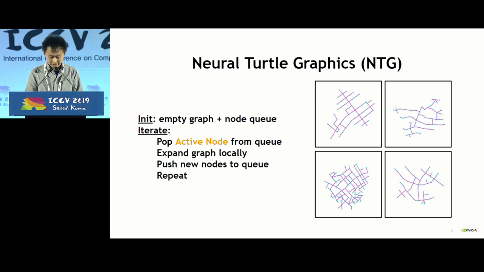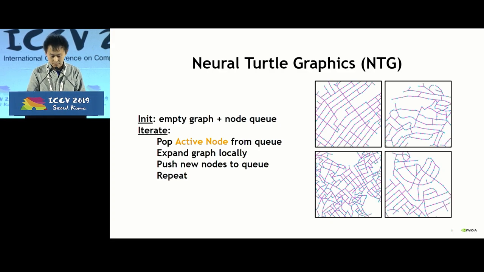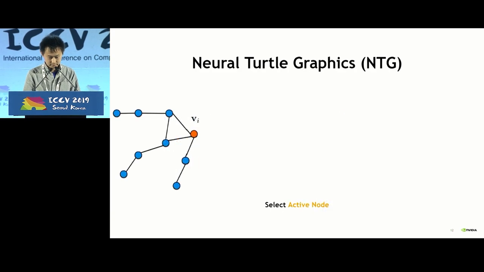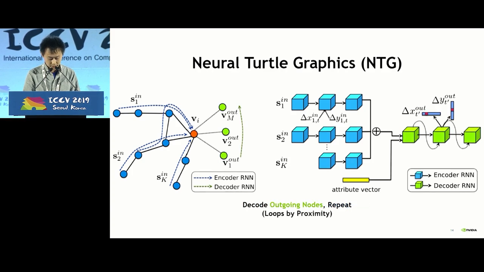We formulate graph generation as an iterative process. With a queue of nodes, we pop an active node, expand the graph locally, and then push nodes back to the queue and repeat this process. Here we take a closer look at one iteration, with the active node being selected. We randomly sample non-overlapping incoming paths leading towards the active node and encode their shapes with the encoder neural network. A decoder produces outgoing nodes based on the encoded information, where loops are produced by simply checking spatial proximity. We repeat this process until graph generation completes.